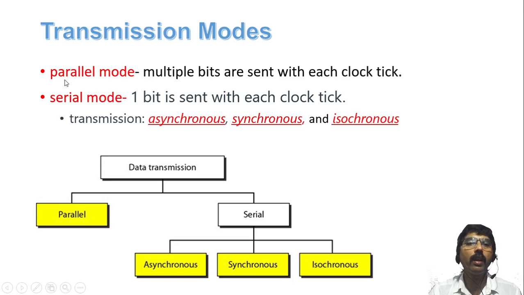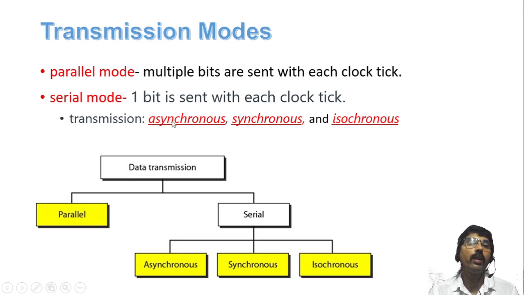The first one is called parallel mode, in which you can group a number of bits and send each group at a time. In serial mode, we are sending data bit by bit, that is one bit at a time. At one clock tick, one bit will be sent. Here, at one clock tick, we are sending a group of bits.